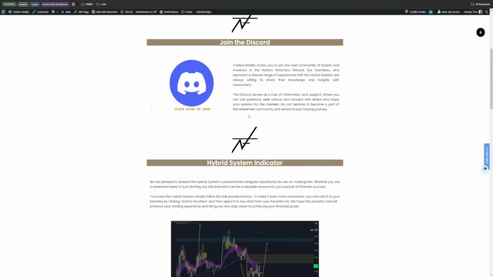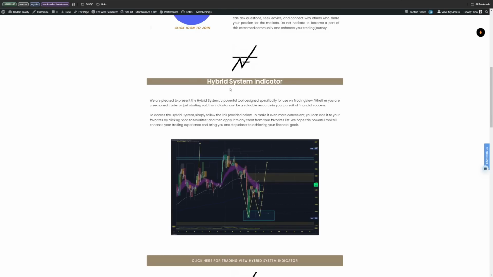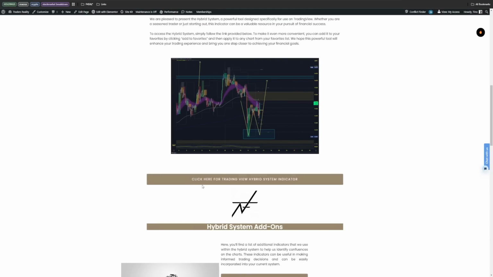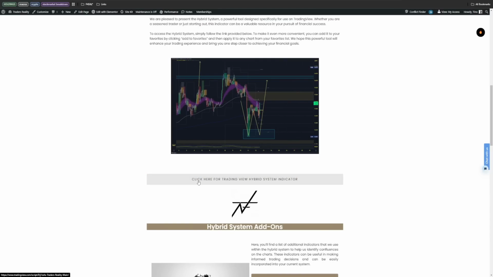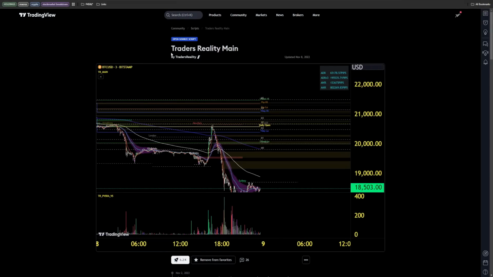You see it says join the Discord. It's free. Get yourself involved in the Traders Reality community. But here we have the hybrid system indicator. Down below, you can see it says click here for TradingView hybrid system. Once you click that, it will bring you to this page. Now, the page shows that it's the Traders Reality main by Traders Reality.